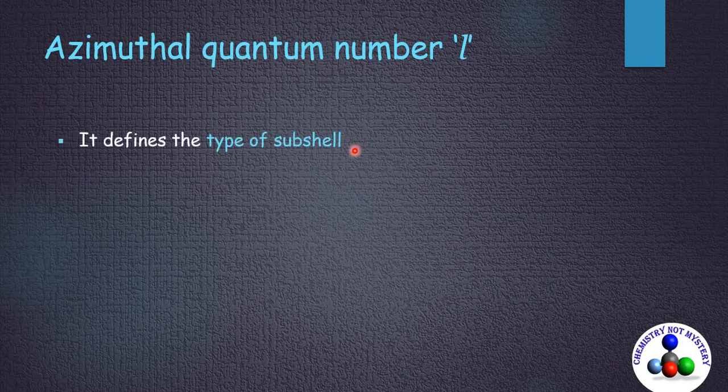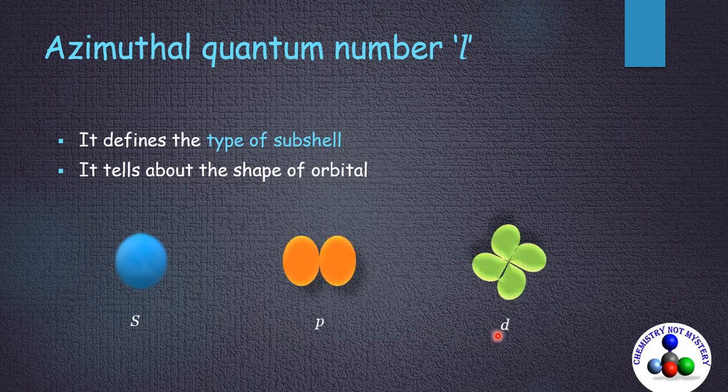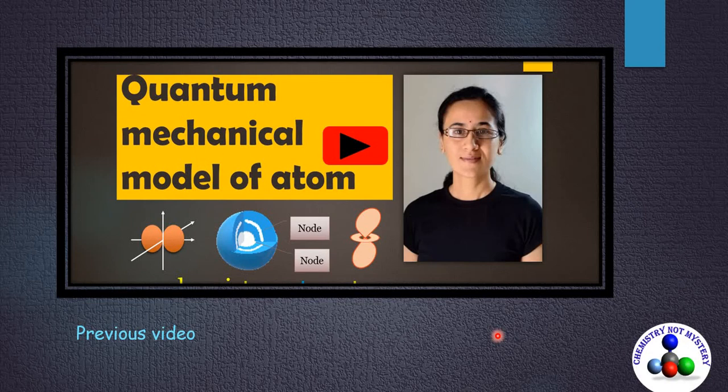Next quantum number is the azimuthal quantum number. It defines the type of subshell. It tells about the shape of the orbital. Like the s subshell is spherical, p is dumbbell shaped, the shape of d is double dumbbell, while the shape of f is diffused. I have discussed it in detail in my previous video of the quantum mechanical model of an atom. You can find its link in the description box.